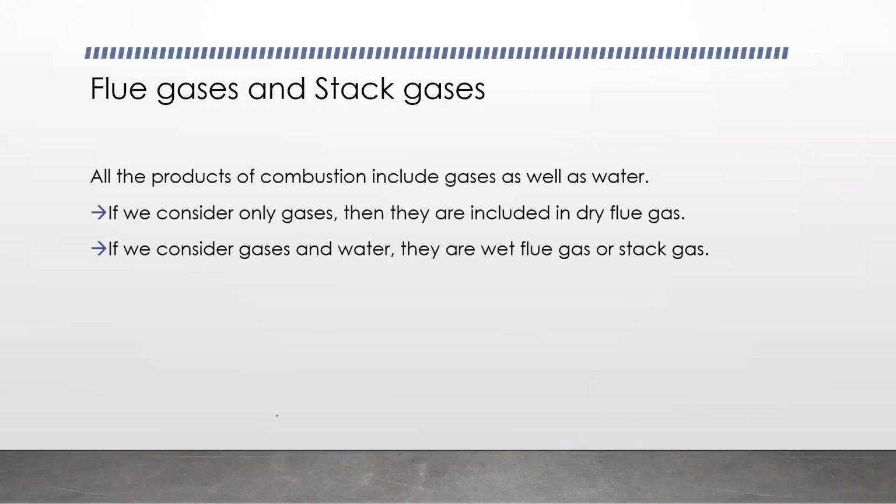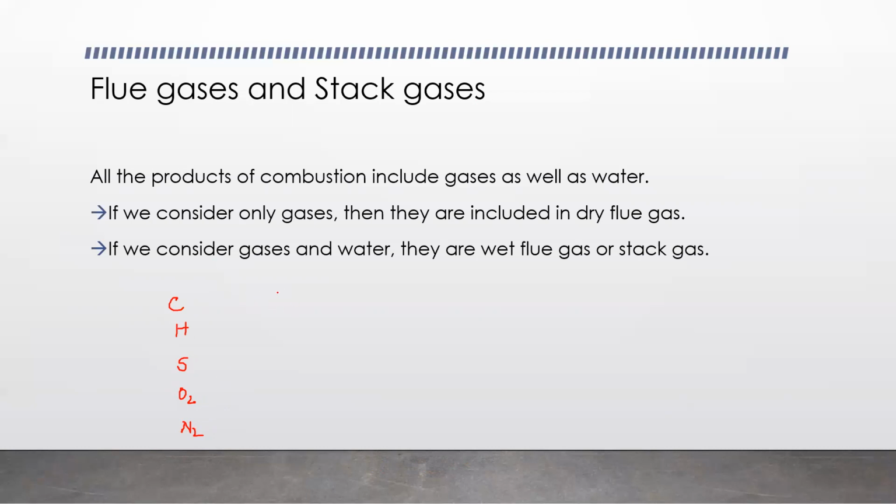Then, two very important concepts which most people get confused with. All the products of combustion include gases and water. Fuel basically contains carbon and hydrogen. Apart from that, it might contain sulfur as well. And since you obviously supply oxygen, and oxygen comes from air, along with oxygen it also gives you nitrogen. So all these 5 things might be present in the starting.